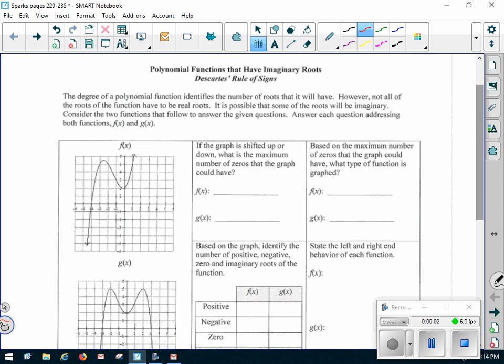Take a look at the title of this lesson, Polynomial Functions that have imaginary roots. Now, you guys did imaginary roots in Algebra 2. But notice under that it says Descartes' rule of signs. That's probably something you haven't ever messed with.